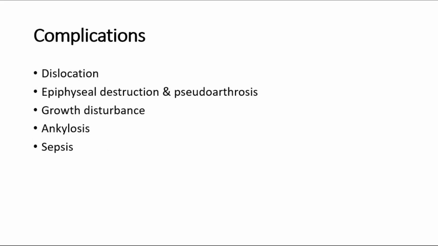So these are some of the complications of acute suppurative arthritis, including dislocation of the joint, epiphyseal destruction and pseudoarthrosis, growth disturbance, where there is shortening or deformity of the joint if the physis is damaged, ankylosis, if articular cartilage faces erosion, and sepsis may occur in 25% of the cases if left untreated.